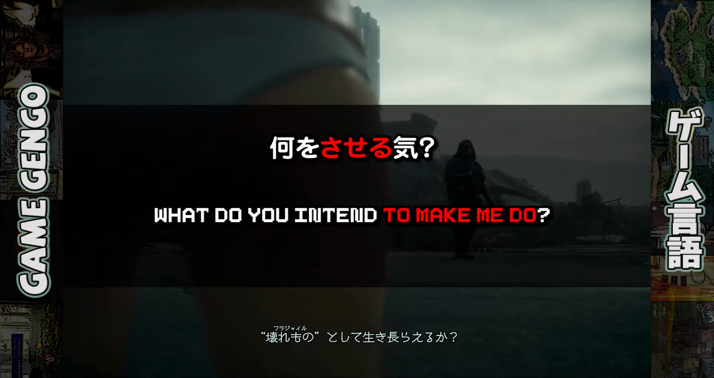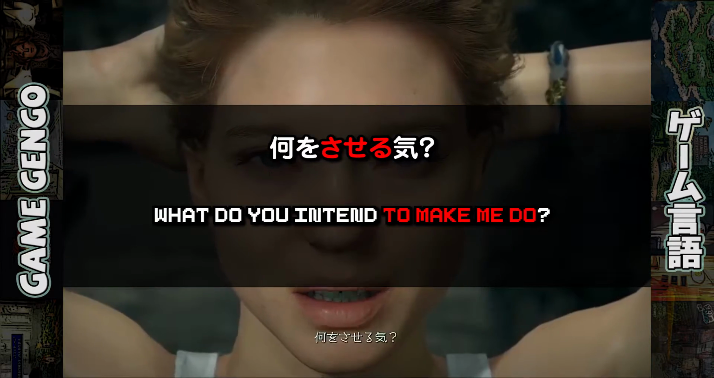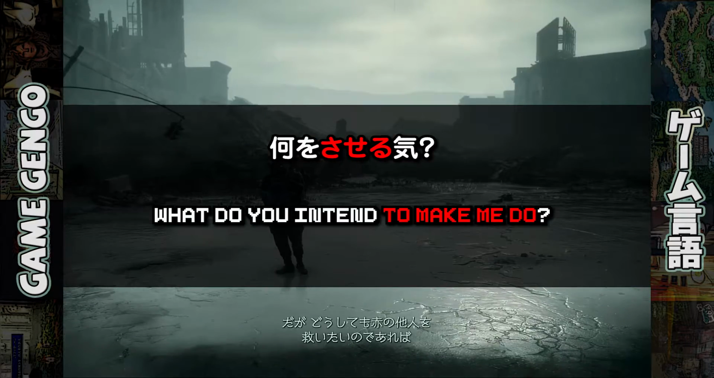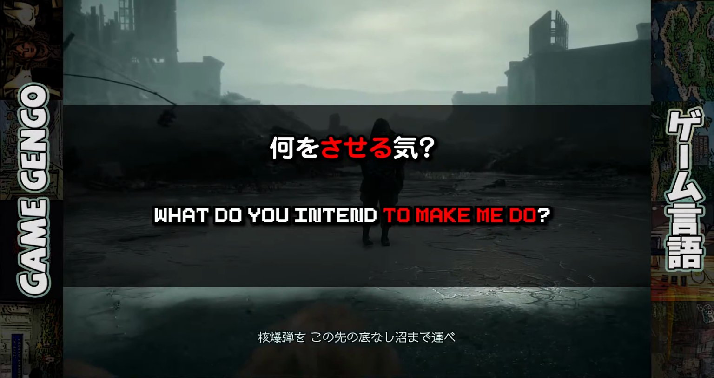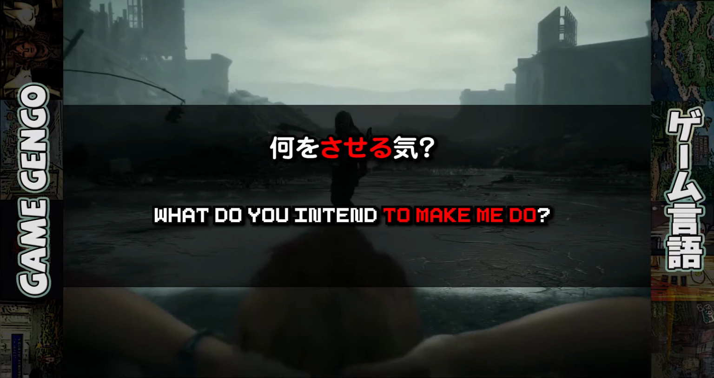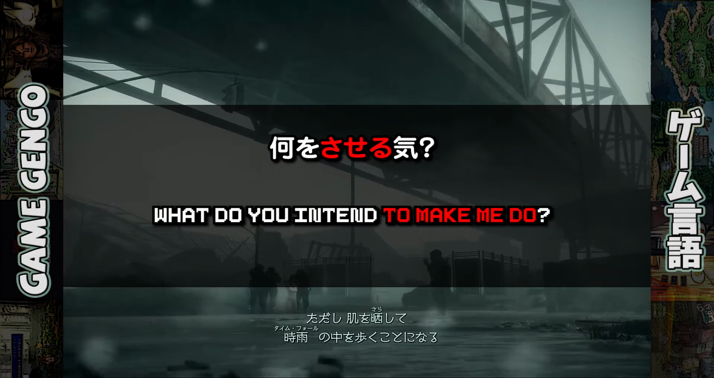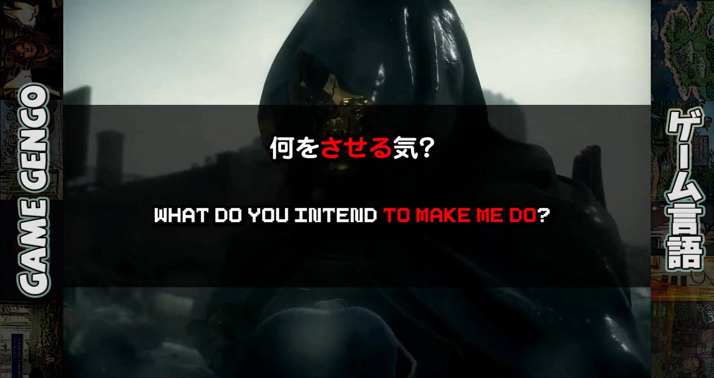So here, nani o saseru ki? What do you intend to make me do? Here, as she has been captured against her will, it's clear that she is asking what he wants to make her do rather than let her do, as she is being forced to risk her life in a very dangerous situation. So turning suru, to do, into saseru, to make someone do.